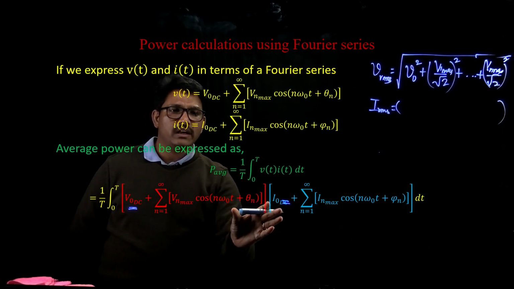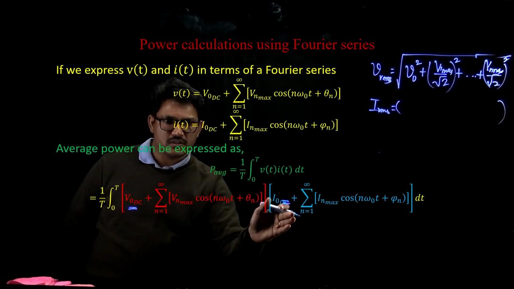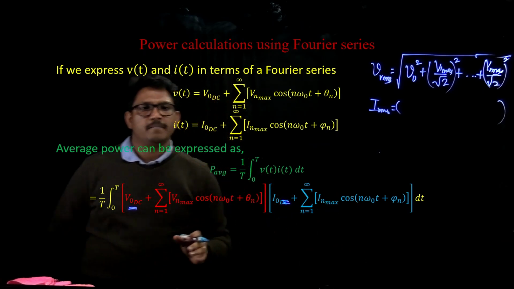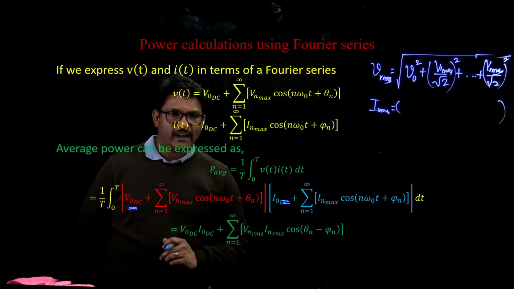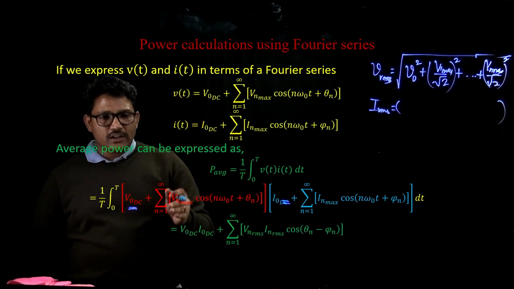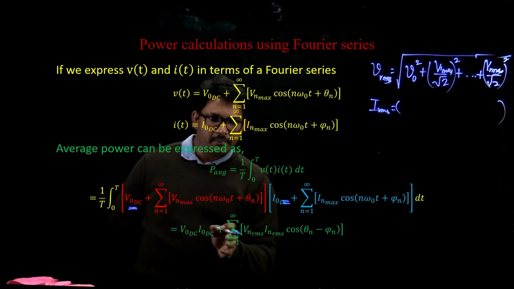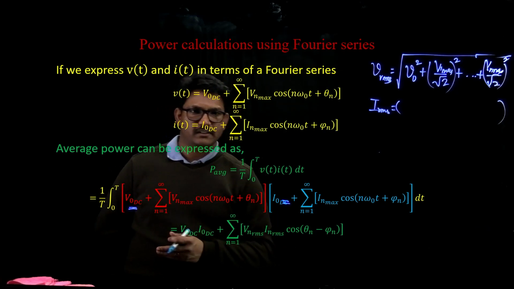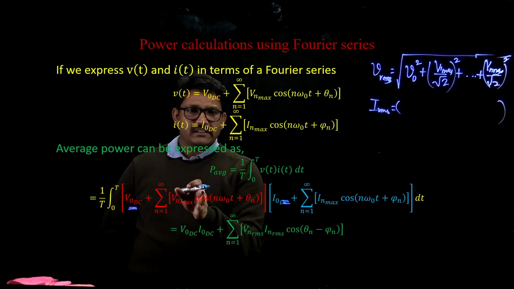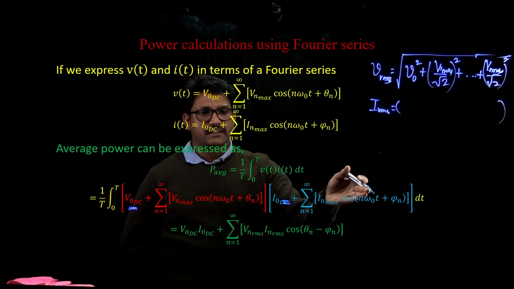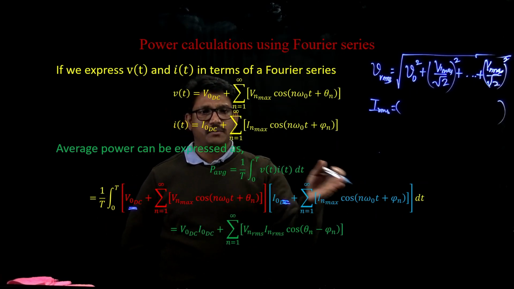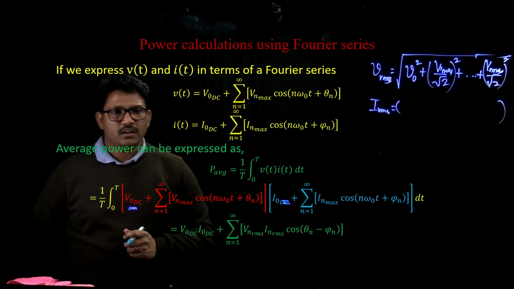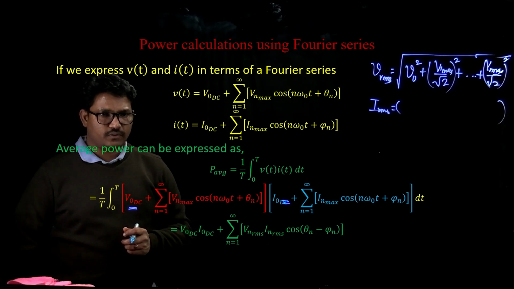So we have only the DC voltage with the DC current, and at the end the sinusoidal voltage with the sinusoidal current. So the average value of the power will be the voltage multiplied by the current. The DC value average will remain the same as the DC value. And the product of the sinusoidal voltage and sinusoidal current gives this particular expression for the average power.